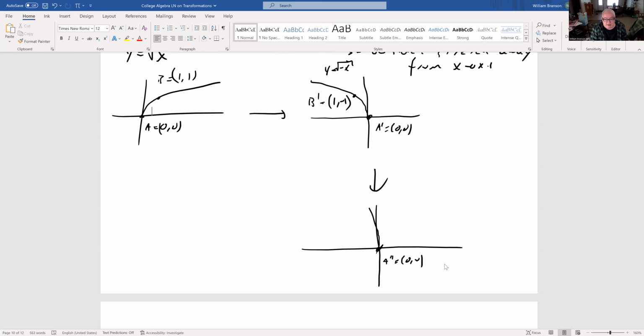And then B double prime would be -1, 1 times 3. This should be -1, 3. This has now been stretched up 3 units. So we flipped it, and then we stretched it, and you can sort of do a 2-step diagram like that.